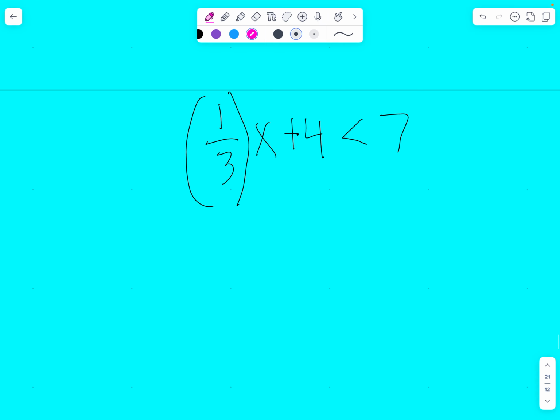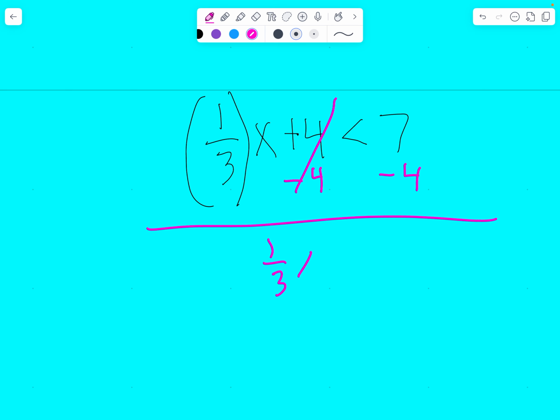Let's try this one. Here, we're dealing with a fraction. I'm going to subtract 4 on both sides. So now I have less stuff on the left. I just have 1/3 x equals 3. Oh, no, not equals 3. Don't write equals. You will be tempted to do that like I just did, but keep the signs going. 1/3 x is less than 3.